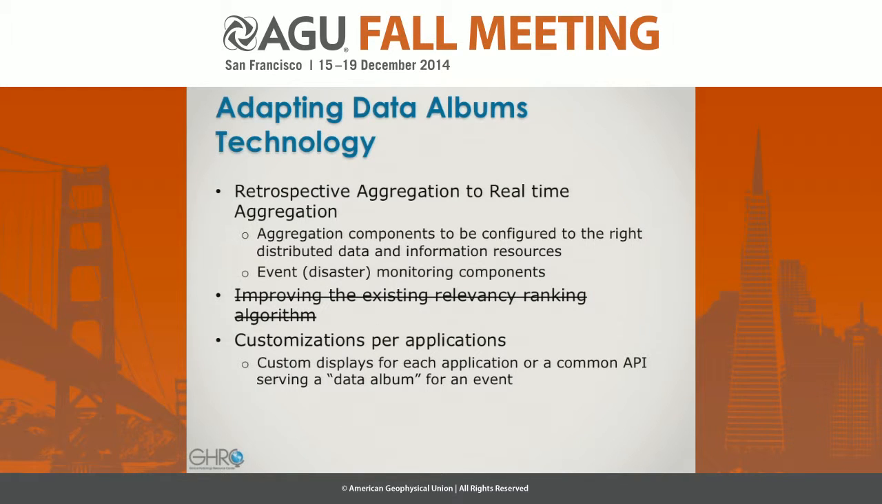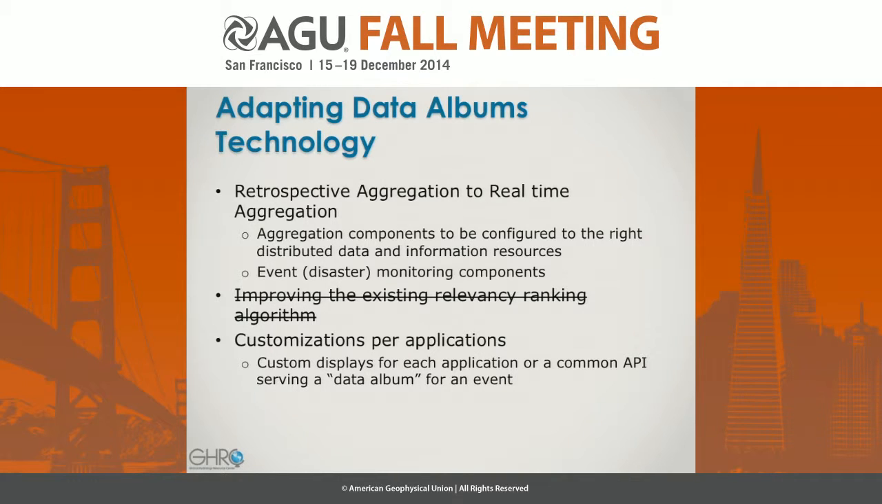So how can we adapt this technology? Right now, the technology is doing retrospective aggregation. It's basically all the things that have happened. For disaster response, you may need real-time aggregation. That would require configuring some of these brokers to the right distributed data and information resources that can meet the time requirements that are needed. Another thing that's required is a trigger, an event monitoring trigger, so it can monitor a news report or any disaster event news feed to spawn this aggregation tool.